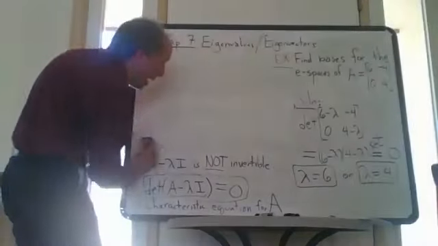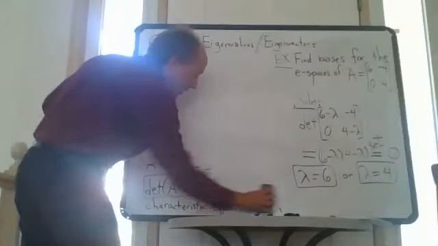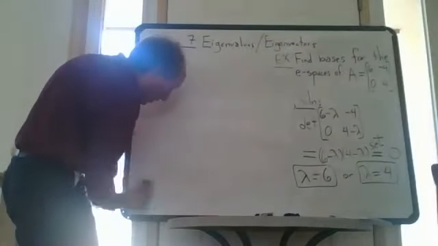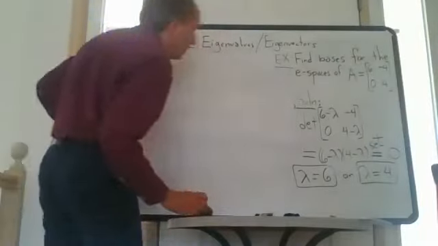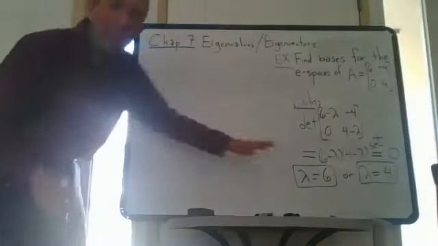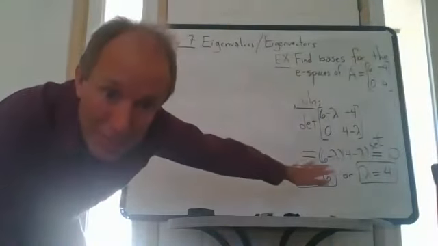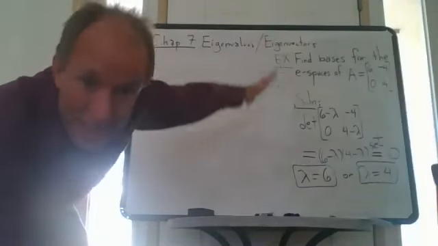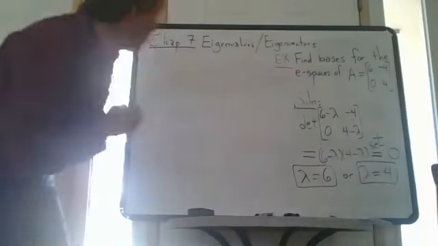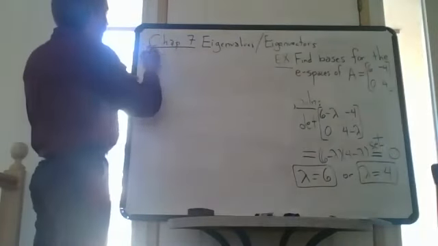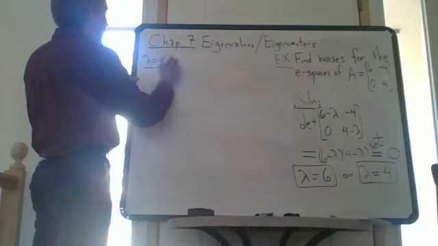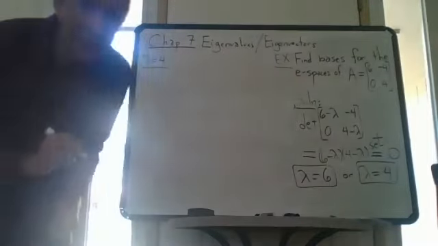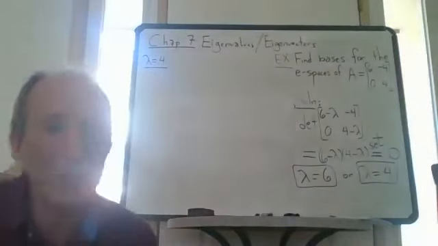What we have to do now is find the corresponding eigenvectors. So you have to actually consider both of these lambdas, right? It says find all of the bases for all of the eigenspaces here, so I'm going to do that. Let's start with lambda equals 4. It doesn't matter which one you start with at this point.